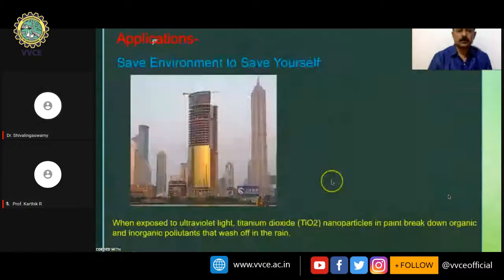See, environmental pollution is another major crisis that we are facing nowadays, and nanotechnology has some solution for it. Suppose the buildings are painted with paints which are made out of nanotechnology, particularly titanium dioxide nanoparticles, then you will see that they absorb these inorganic pollutants that are present in the atmosphere, and they can be easily washed out by the rain. In a way, by this method, you can control or reduce the pollutants present in the atmosphere to an appreciable extent.